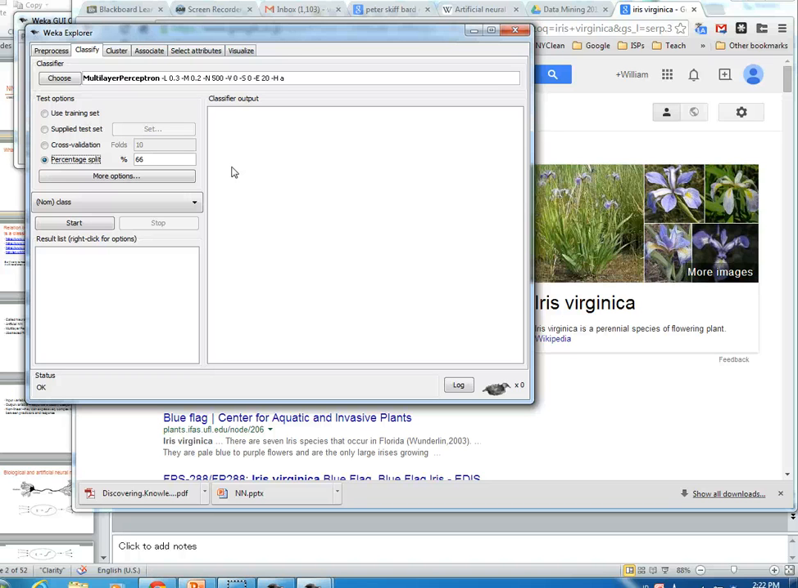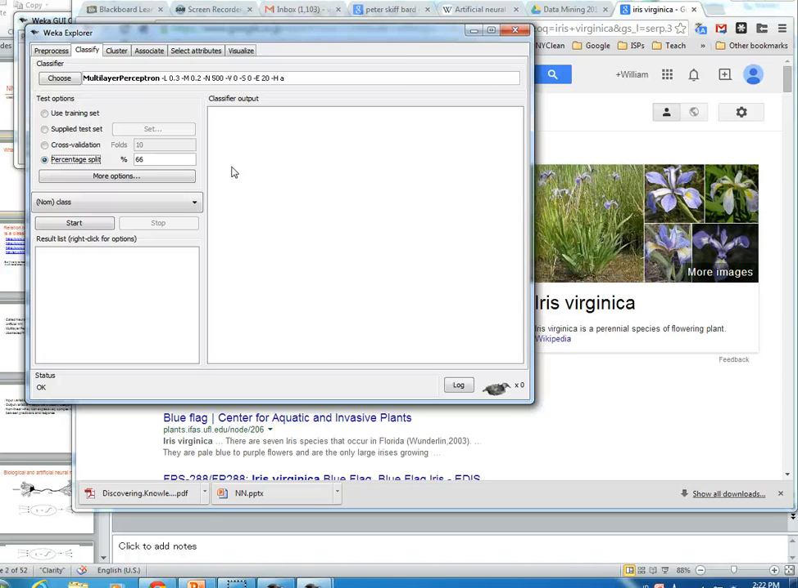Somebody explain that? Percentage between the training set and the testing set. Okay, right. He said something about training set and testing set. What does he mean? What's he talking about? We split the data into two sets.